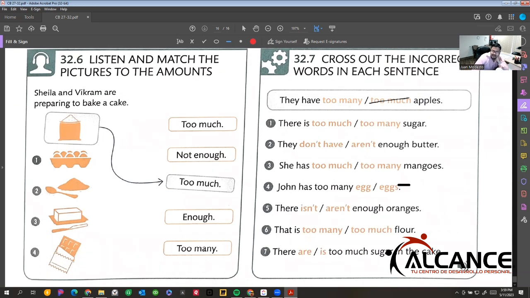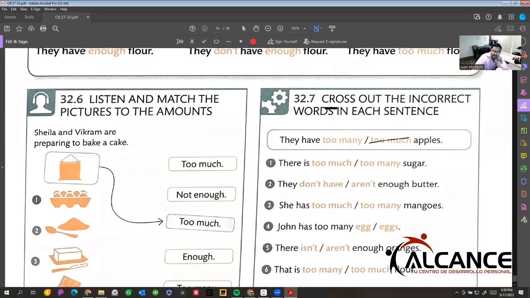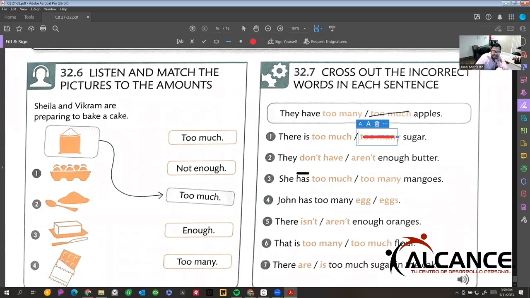Okay. For this one, simplemente ponemos la correcta. We cross out la que está correcta. Entonces, para esto, ejemplo es apples. So, estamos hablando de cantidades que se cuentan. So, it's too many, too much. No se puede ser too much porque esas se pueden contar. Sugar, right? There is too much sugar. No se usa many porque no se puede contar sugar, right?